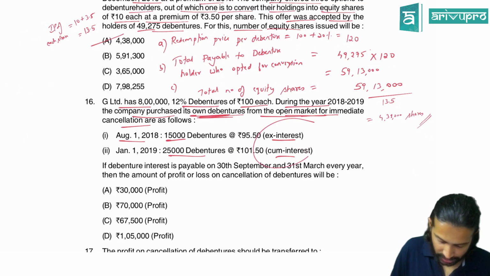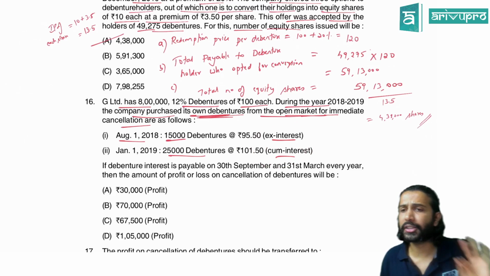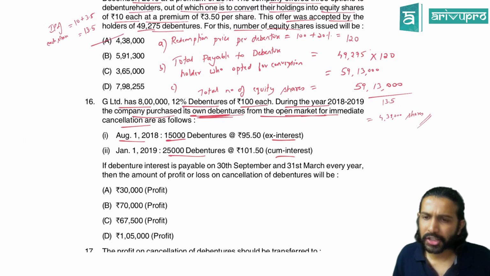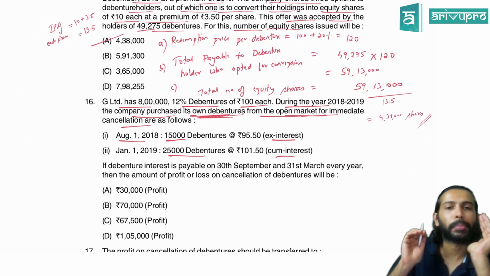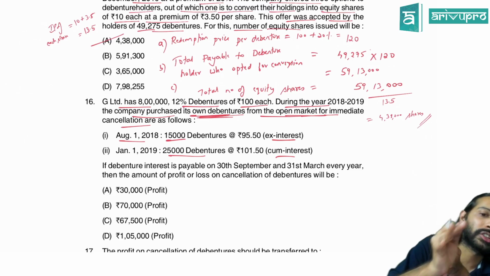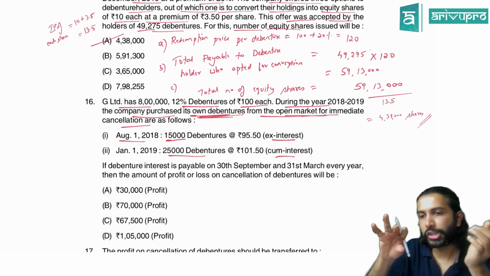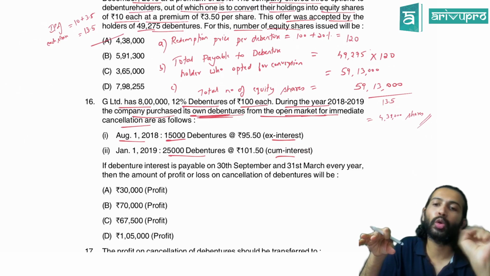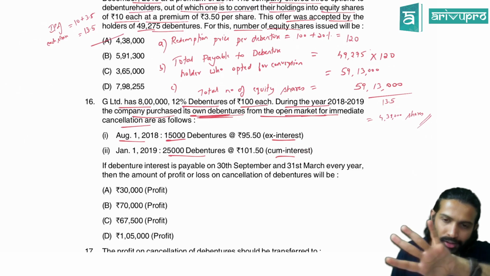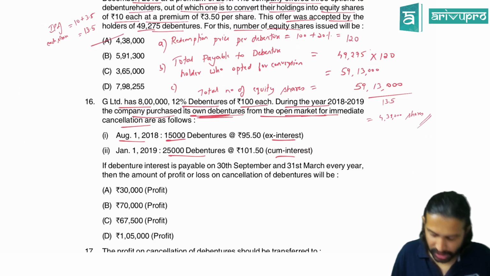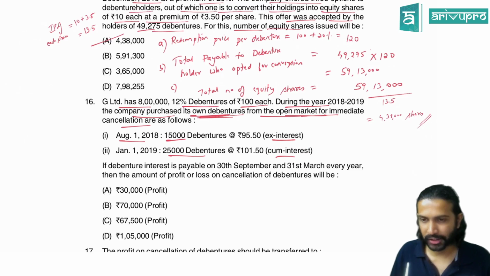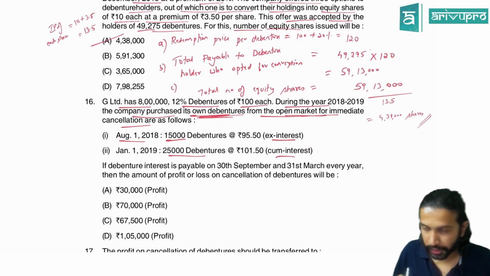You remember we discussed this concept, ex interest, cum interest. Ex interest means the purchase price of the debenture excludes the interest. Cum interest price means the purchase price of the debentures includes interest. Ex means excluding interest, cum means including interest. That's the significance of the words ex and cum here.